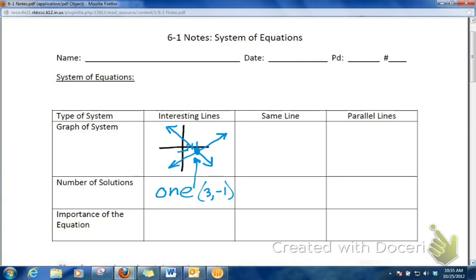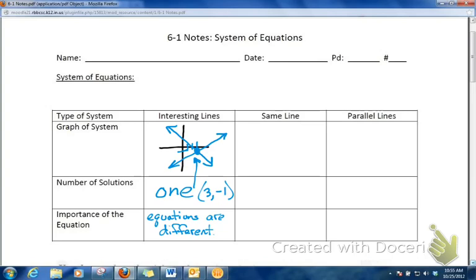The importance is that the equations are different. Obviously, for two equations to be two different lines, you have to have two different equations, completely different. They just happen to cross in this one place, and that means they have one solution.